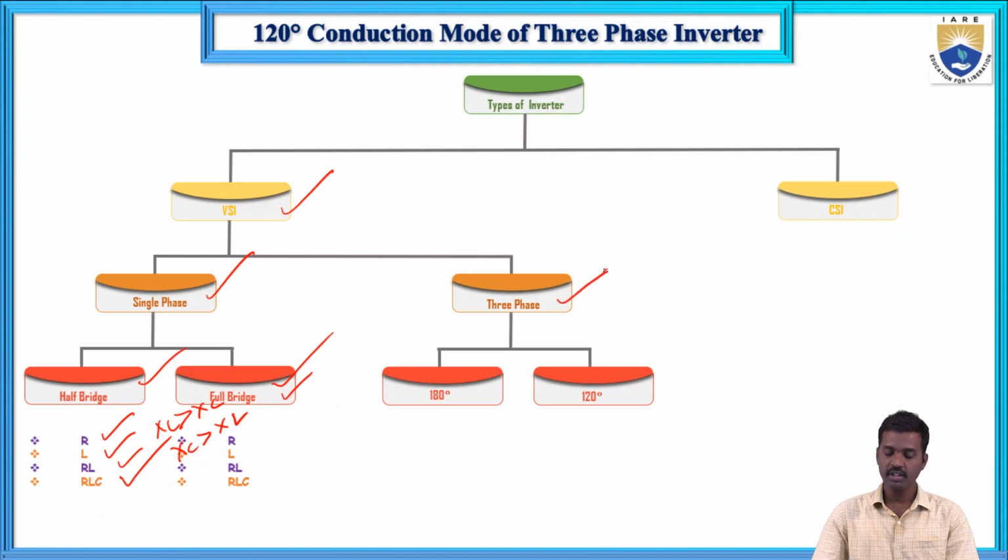Next, three-phase inverters. For the working of three-phase inverter, there are two possible modes. The first one is the 180 degrees conduction mode and the second one is the 120 degrees conduction mode. In the 180 degrees conduction mode, each thyristor conducts for 180 degrees, and in the 120 degrees conduction mode, each thyristor conducts for 120 degrees only. For the remaining 60 degrees duration, no thyristor will conduct. In this lecture, we are going to discuss 120 degrees conduction mode of three-phase inverter.